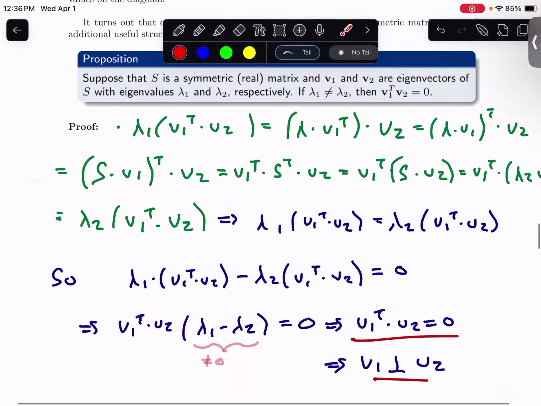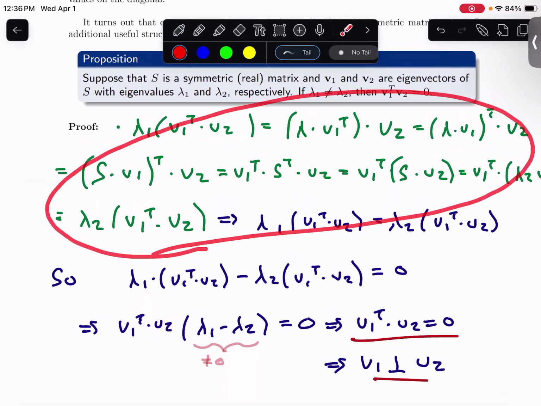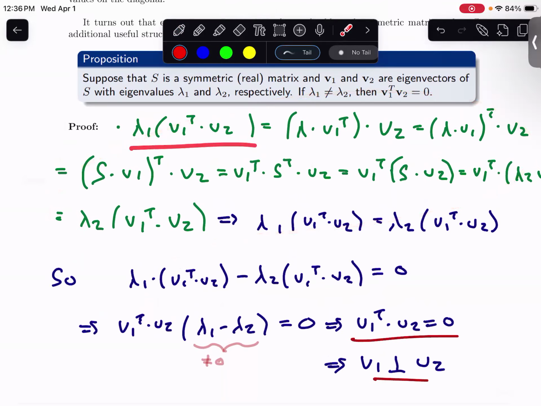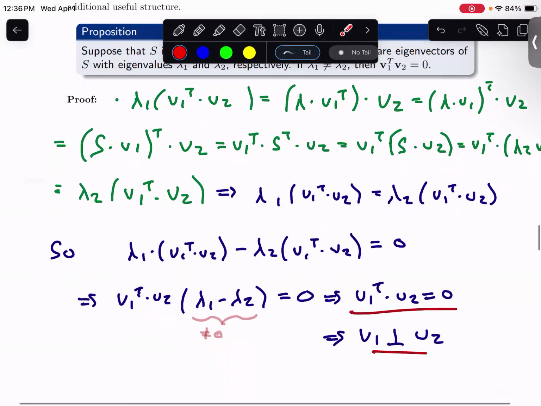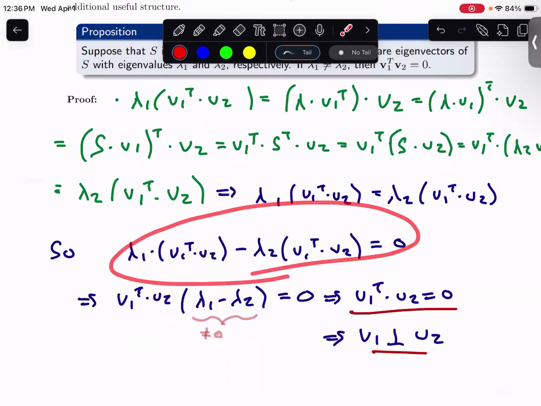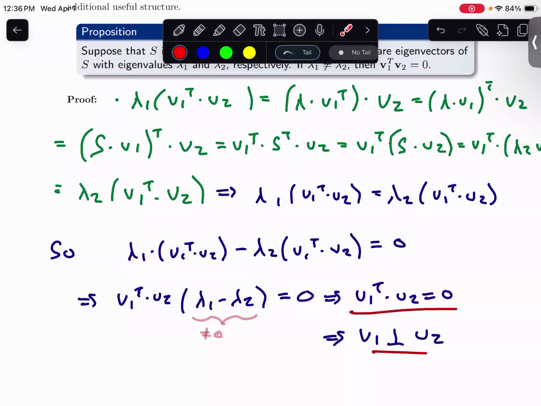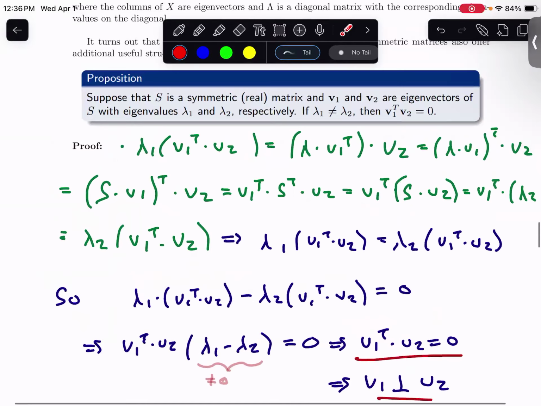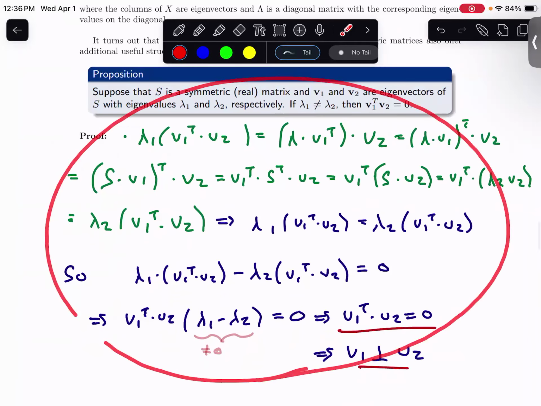This one's a little unintuitive. We start here and do a bunch of weird operations until eventually we get to the same thing over again, except with a lambda 2 in front instead. But the purpose is so that we can subtract the two, and then eventually we'll be forced to say that V1 is orthogonal to V2. Okay. Any questions about this proof at all?